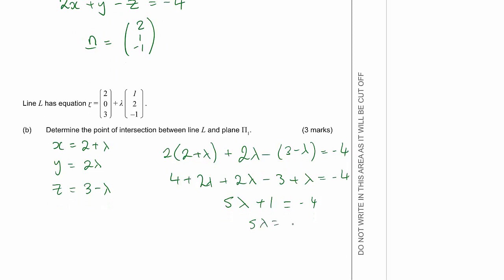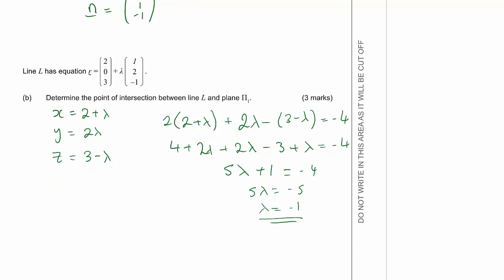So 5 lambda equals -5. Lambda is -1. And so the point of intersection, substituting back over here, we're going to have 2 take away 1 is 1. 2 times -1 is -2. And 3 take away -1 is 4.